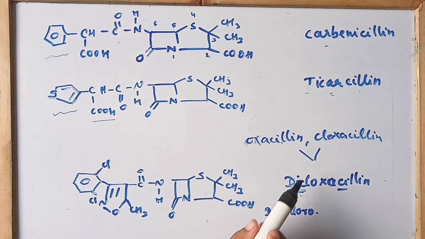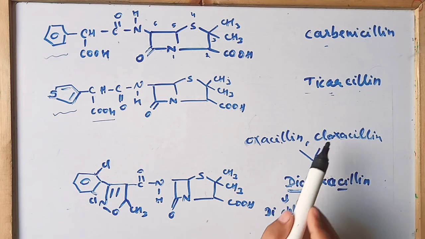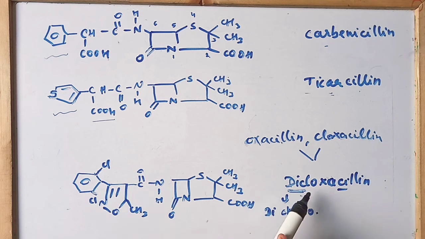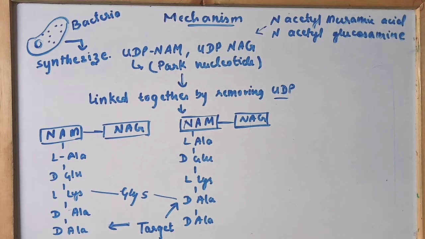So you can remember cloxacillin, oxacillin and dicloxacillin together. Cloxacillin, one chloro group, oxacillin, two hydrogen groups, no chloro group, and dicloxacillin means dichloro, that is one chloro over here, another chloro over here. So you get these structures all together. So this was all about structure. Now let's see further. So let's see the mechanism of penicillin.